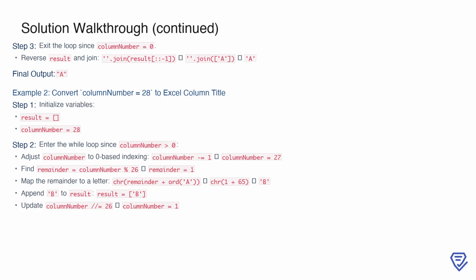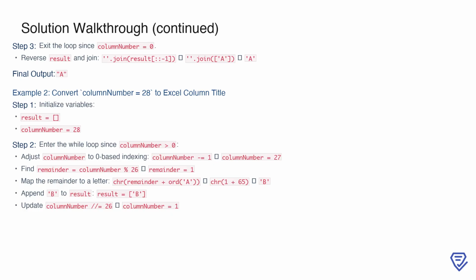At this point, the result list contains the letters we computed, but in reverse order because we built it by extracting the least significant digit first. To get the final column title, we reverse the list and join the characters into a string. Here, reversing a still gives us a. So, the final output for column number equal to 1 is simply a.